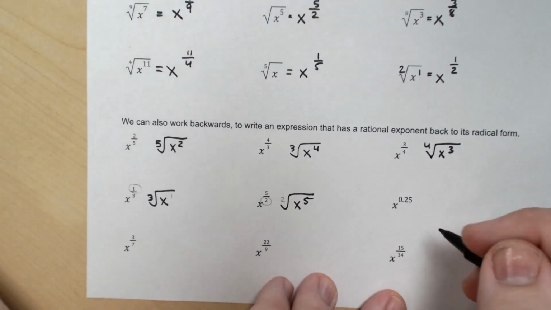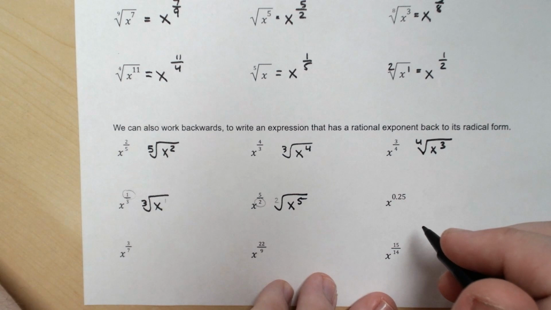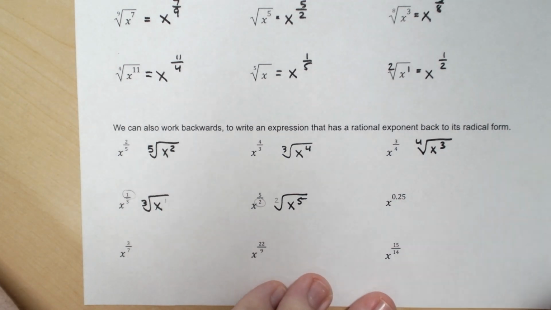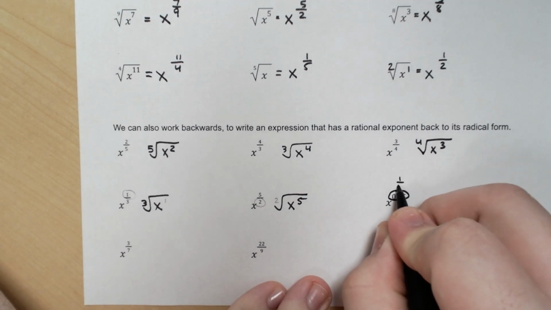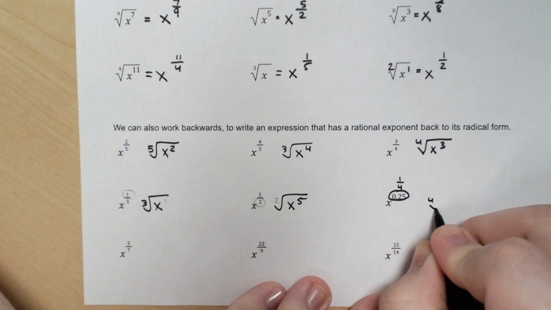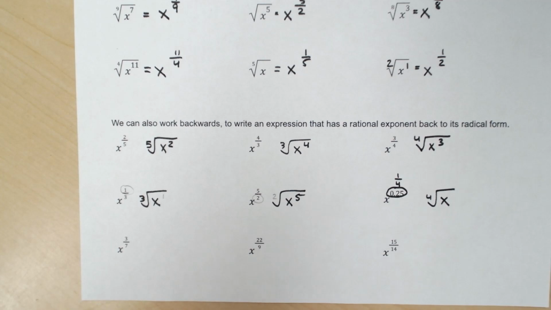The next one, and you're thinking, wait, what kind of trick is he trying to pull on us with x to the 0.25 power? That's not a fraction. Well, it is a fraction. 0.25 is the same thing as 1/4. And so this will just become the 4th root of x, or 4th root of x to the first power. Okay, do me a favor and try the next three.